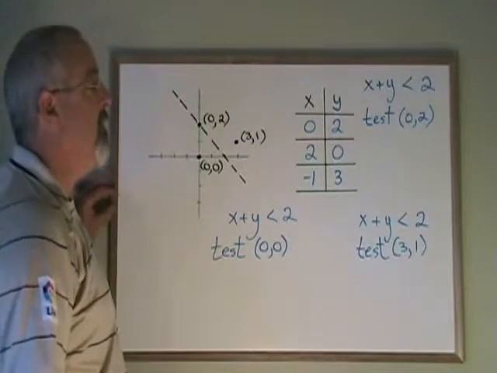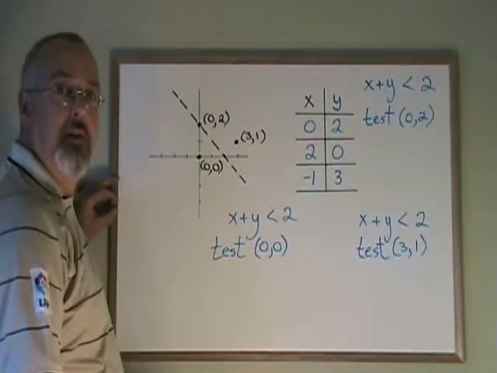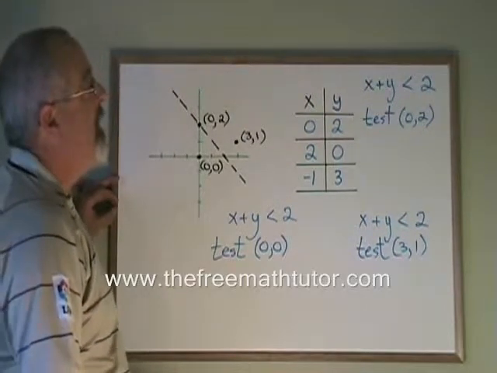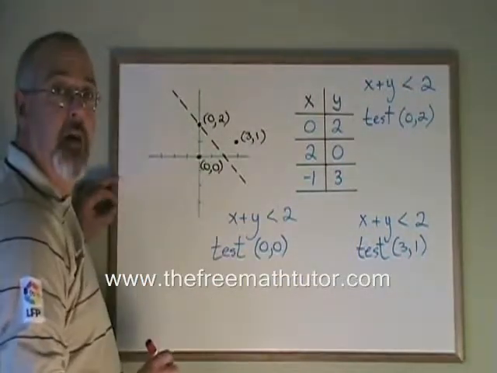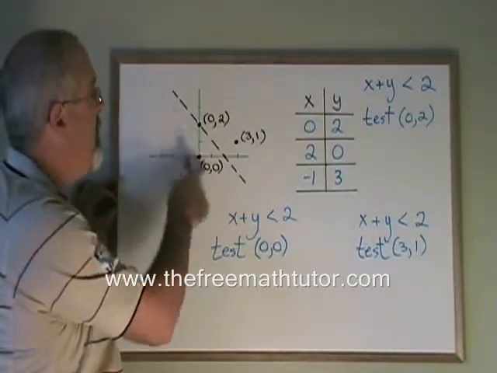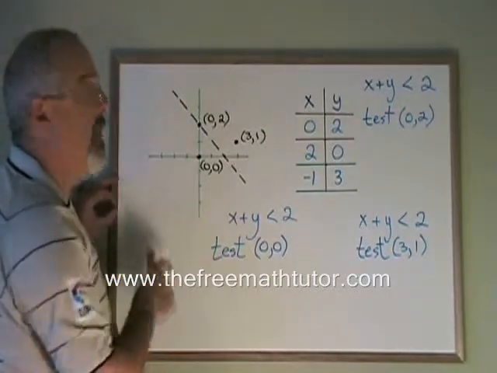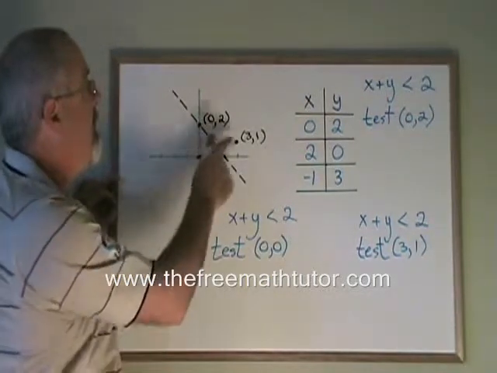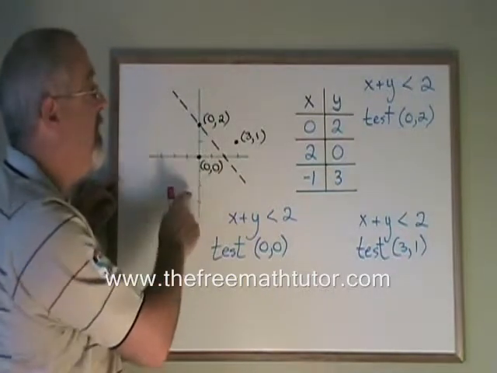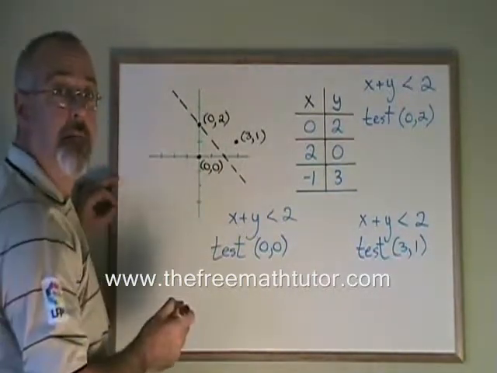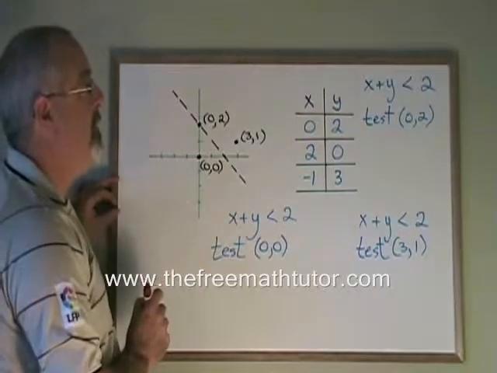Here I have the inequality x plus y less than 2. I have already prepared a table of values, and I've already graphed the line. What I'm showing here are 3 test points. One that's on the line, 0, 2, and 2 others, 3, 1, and 0, 0, that are not on the line. One of them's on each side. I'm going to test all 3.